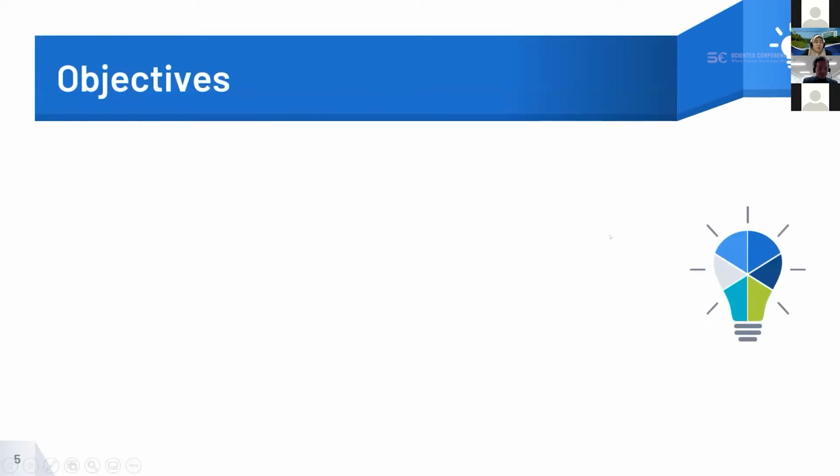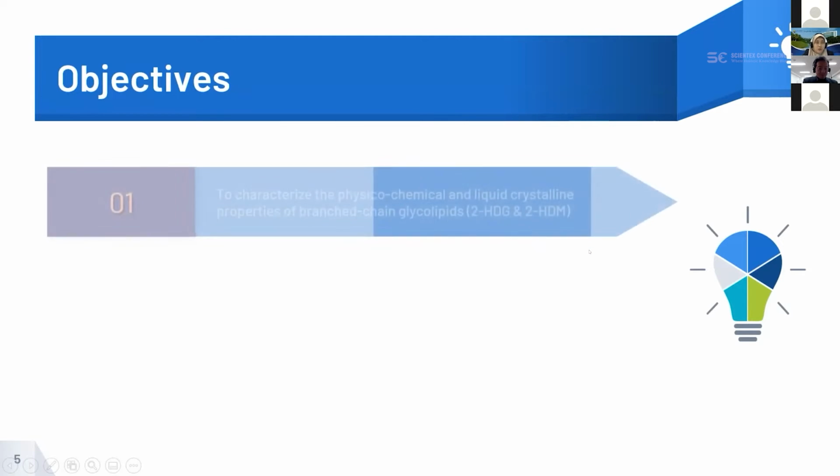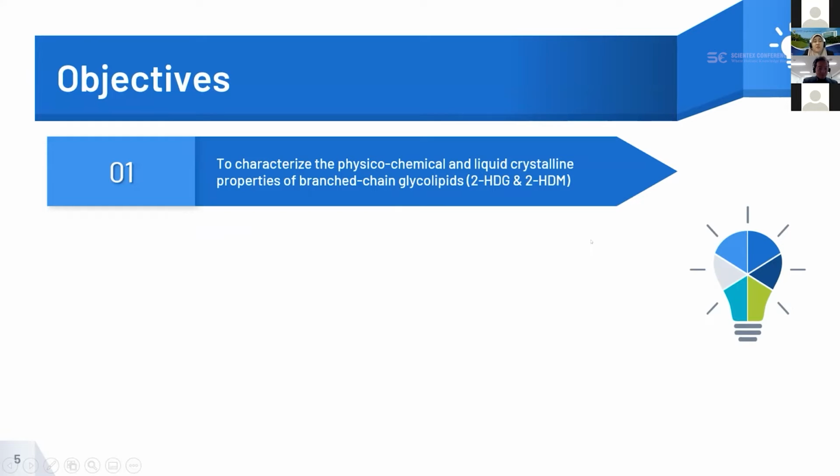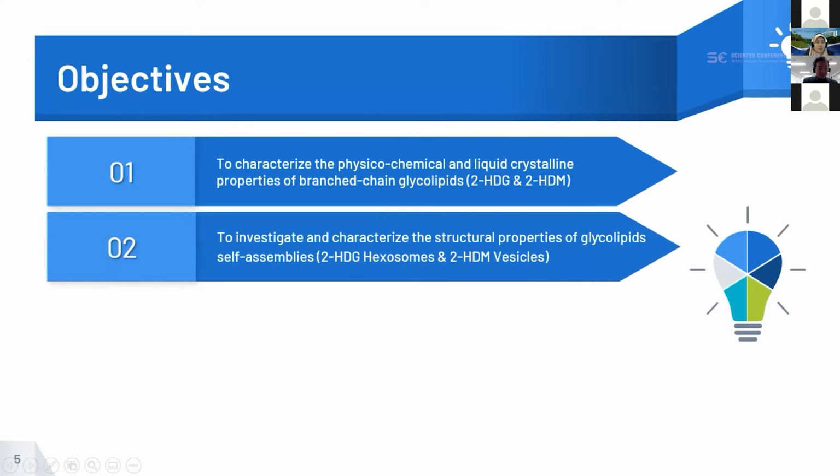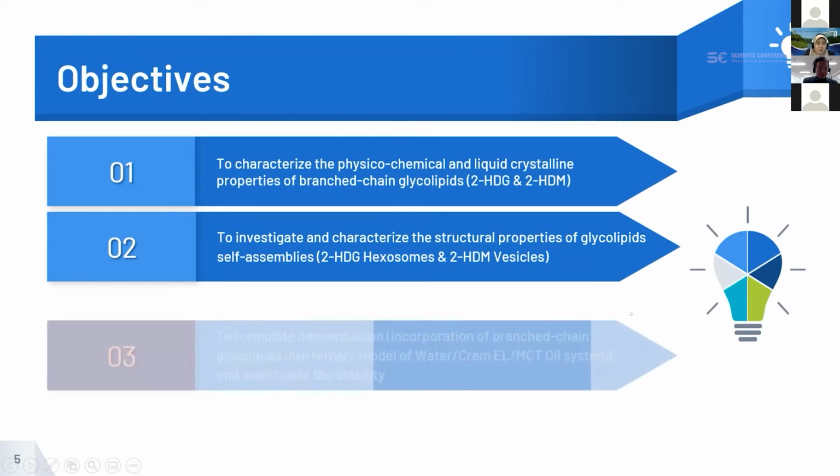Now let's look at the objectives of the research. Firstly, to characterize the physicochemical and liquid crystalline properties of the branched-chain glycolipid. Here I will explain in detail about 2-hexadecyl glucoside and 2-hexadecyl maltoside. Secondly, to investigate and characterize the structural properties of glycolipid self-assemblies. Here I will also explain the 2-hexadecyl glucoside hexosome and 2-hexadecyl maltoside vesicles formulation and characterization.